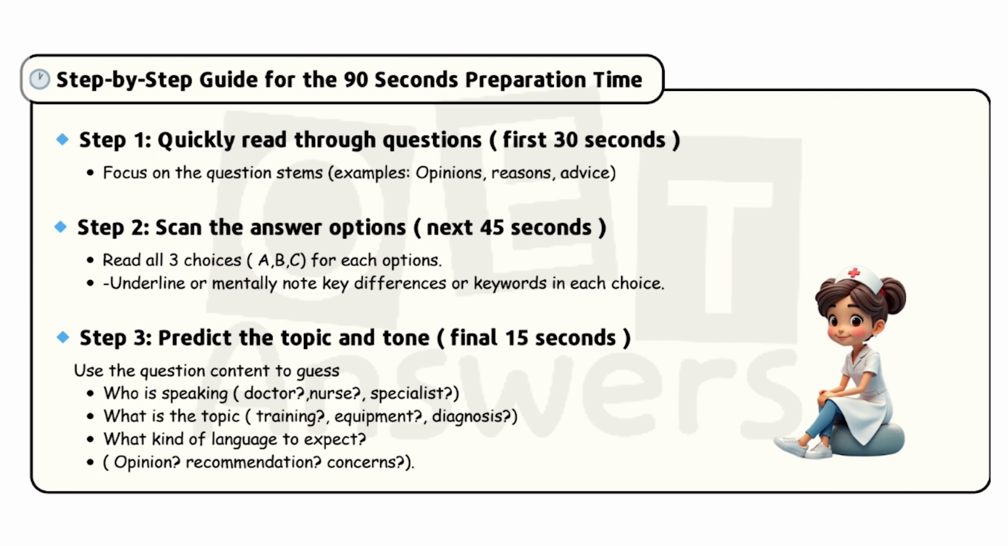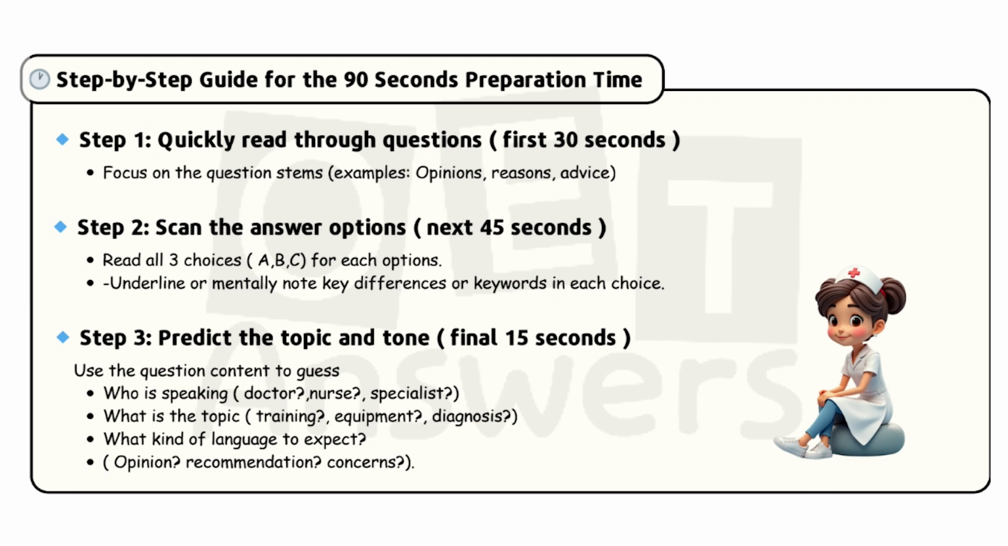So first, look at step 1. Quickly read through the questions, skimming the questions very quickly. The first 30 seconds will be provided for that. Here, what is your role? You have to focus on the question stems, which means what the question is actually asking you to find out, whether the speaker's concern, the speaker's opinion, the speaker giving reasons or any other explanation, reservation, advice. What type of question stem is asking you?